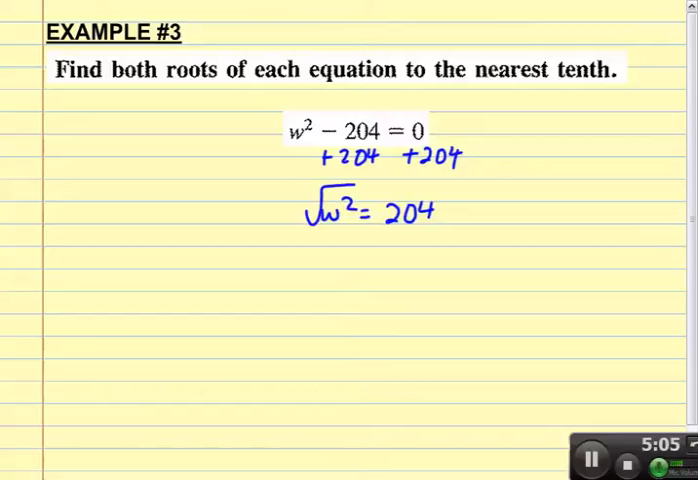I'm going to take the square root of this side, the square root of this side. They said to the nearest tenth. That means I'm using my calculator. So W is going to equal plus or minus, because I'm taking the square root of a variable.